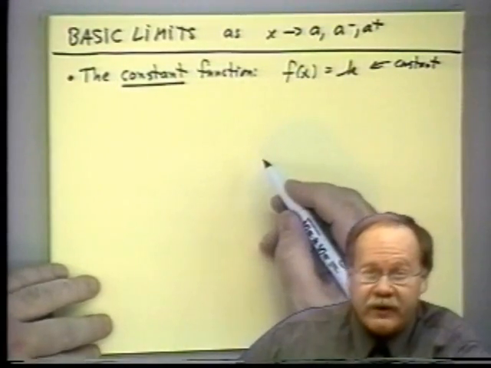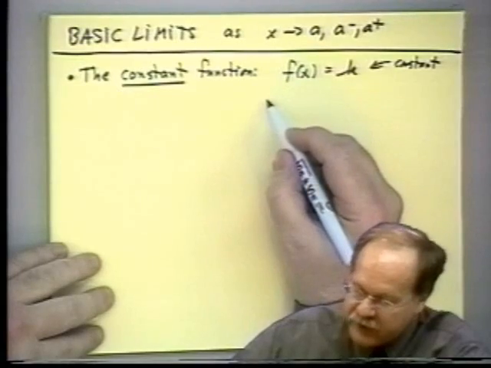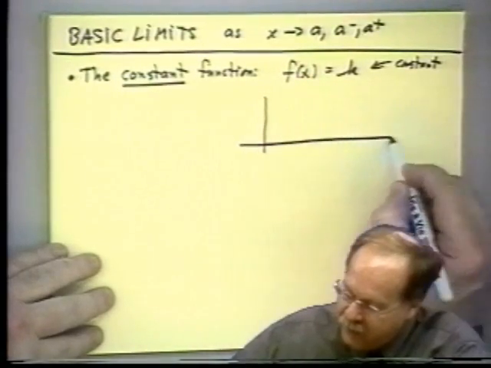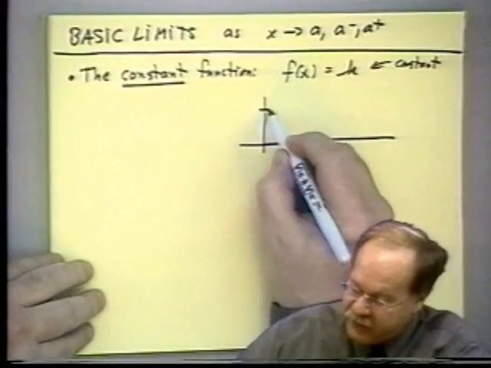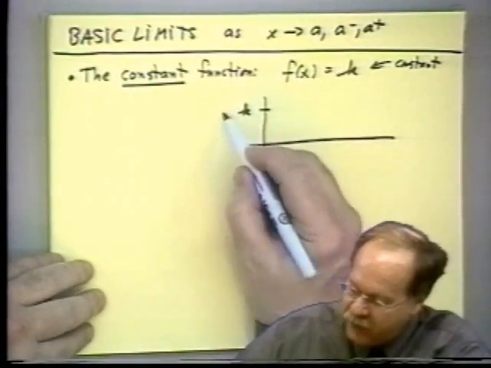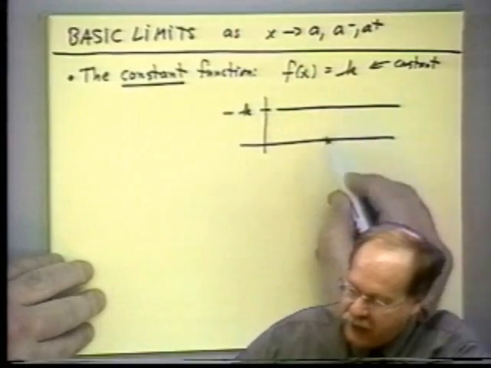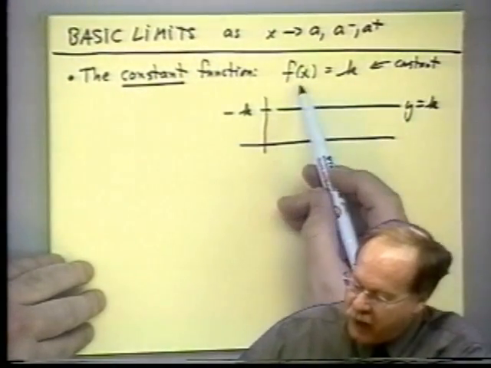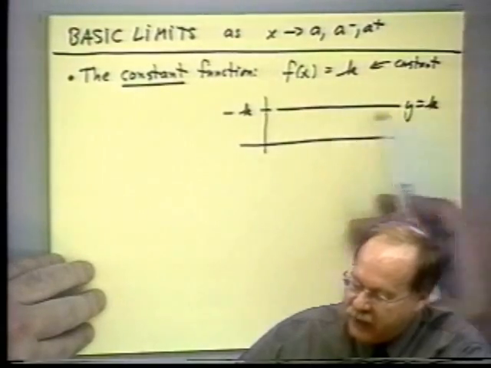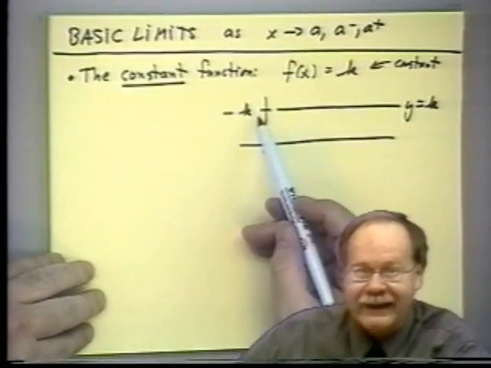Now that's a very dull function to look at. If we look at its graph, for example, and suppose for the sake of my drawing that k is a positive number, let's just mark k up here, then what's the graph of this function? It's simply a horizontal line, y equals k. F of x, of course, is y, so f of x equals k is y equals k. It's just a horizontal line at the height k.